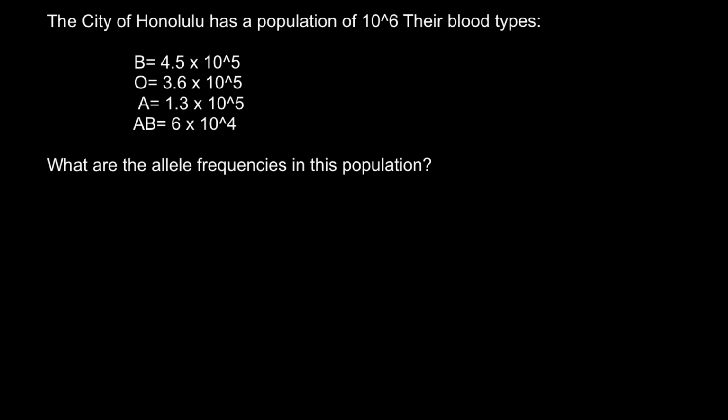So here's a problem. The city of Honolulu has a population of 1 million and the blood types are as follows. Here are the phenotypes and frequencies of occurrence in the population. So the question is, what are the allele frequencies in this population?